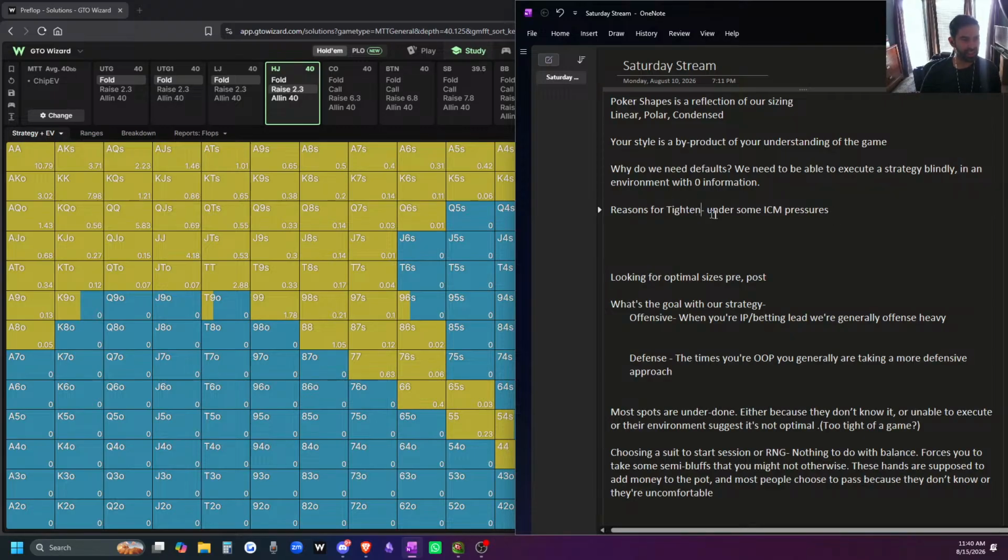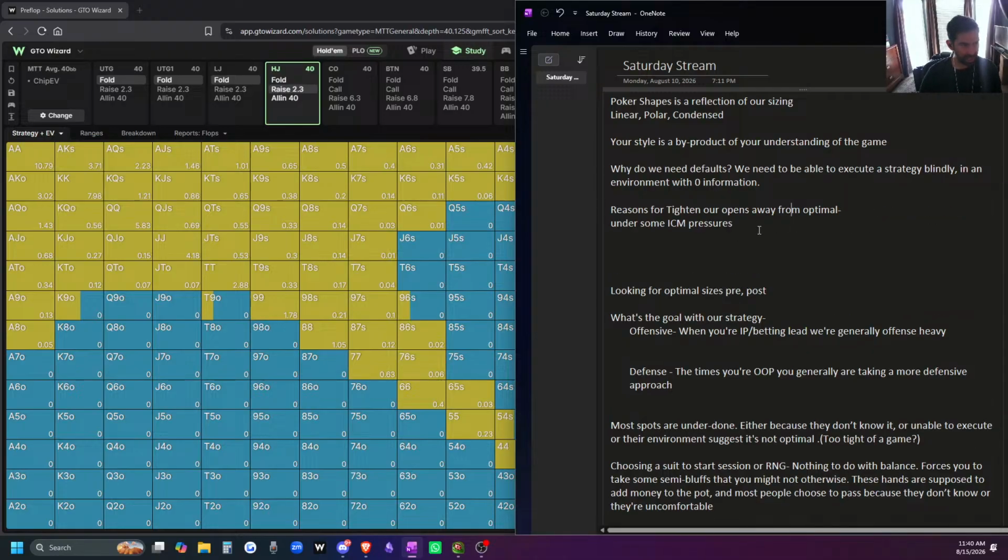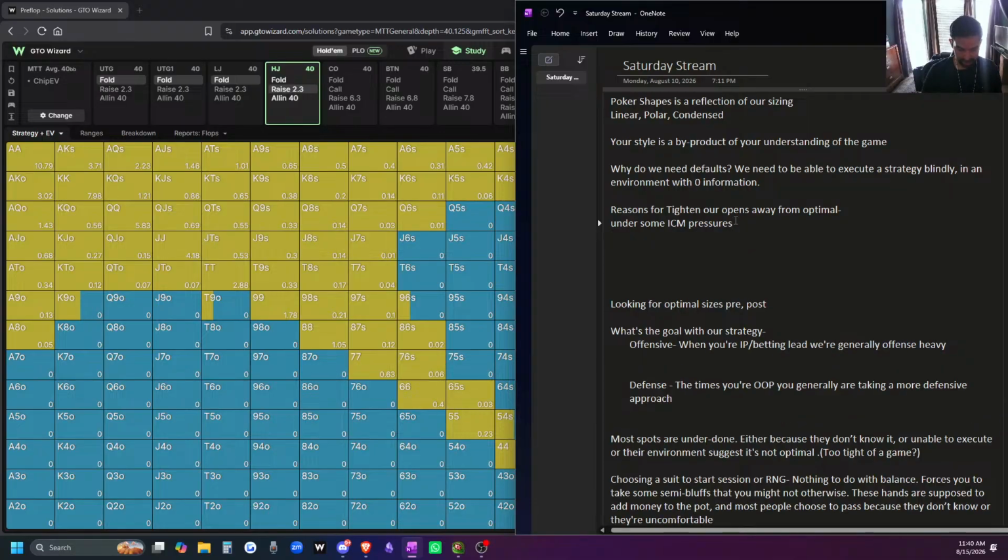Okay, so reasons for tightening our opens. I guess away from optimal. I know this is a lot of word vomit here. So we're under some ICM pressure. We have a loose 3-better. Is that what you said? Loose 3-better behind? High percentage 3-better. I wouldn't necessarily say loose, but high percentage 3-better usually correlates to that. Reasons for tightening: under ICM pressure, high percentage 3-better. Anything else?